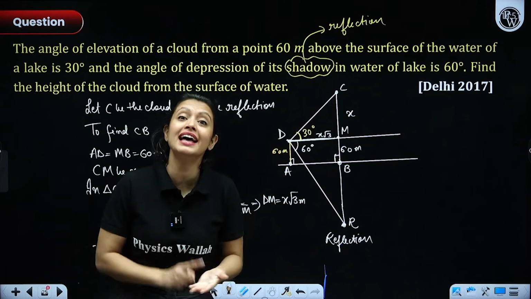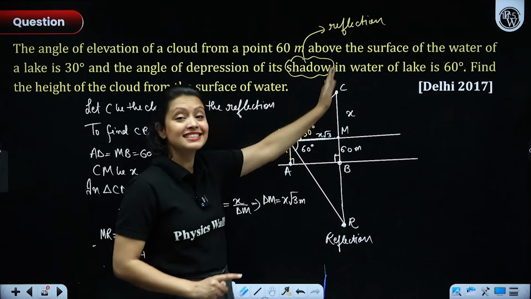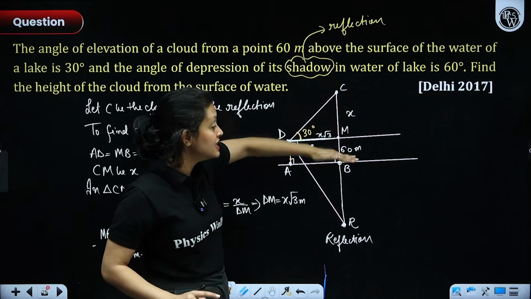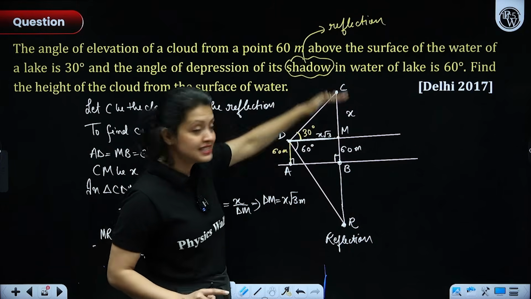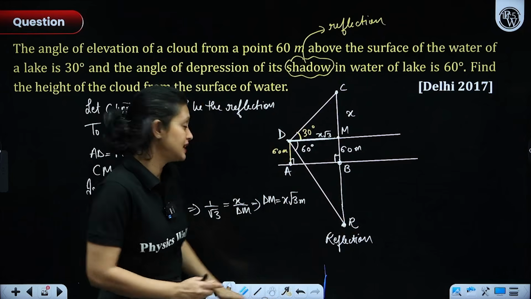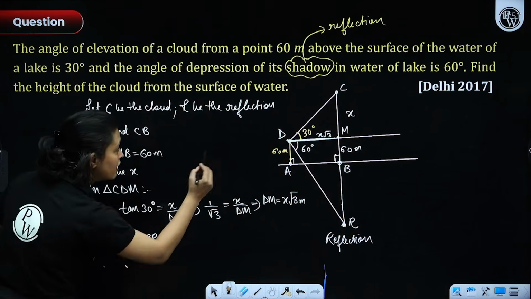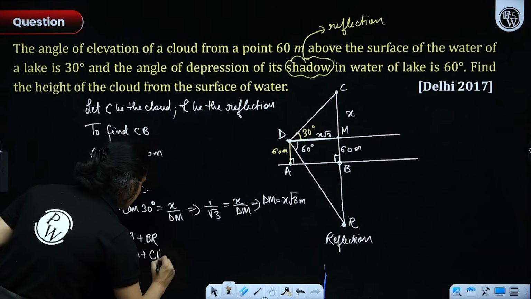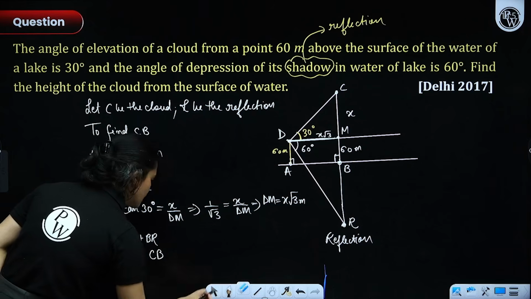Why? Because again, in physics, we have learned this, right? The cloud is how far away from the surface? CB. So, the reflection will also be CB far away from the surface. Okay? So, BR will be equal to CB.